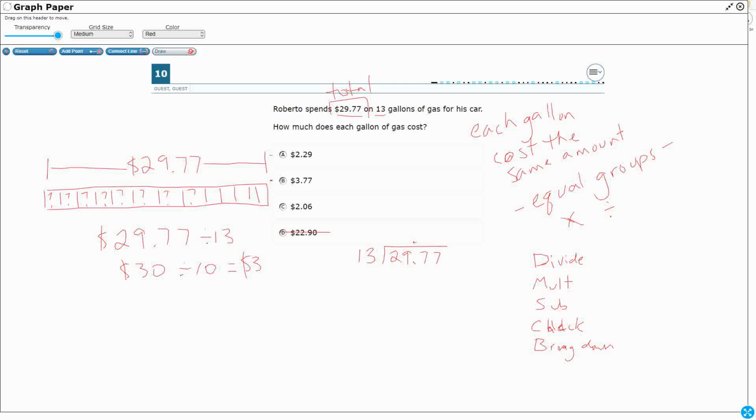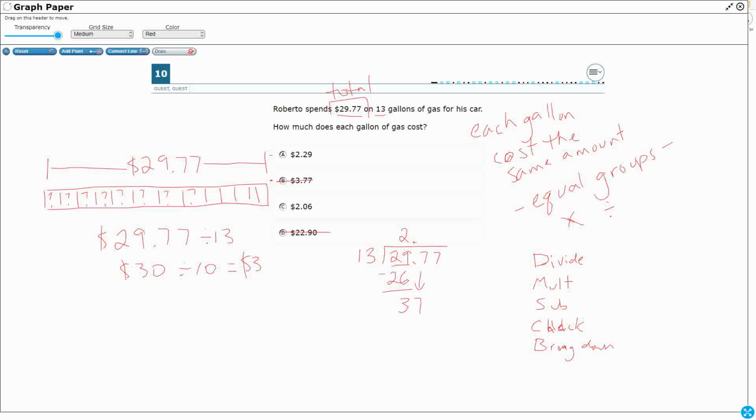So 13 goes into 2? No, it doesn't. So 13 goes into 29. It goes in twice. So it's going to be 2 something. So it's not going to be that. So we're going to just deal with the 29, ignore the 77. That's going to be 13 times 2 is 26. Subtract, we get 3. 3 is less than 13. We're good. We bring down 1 digit at a time.